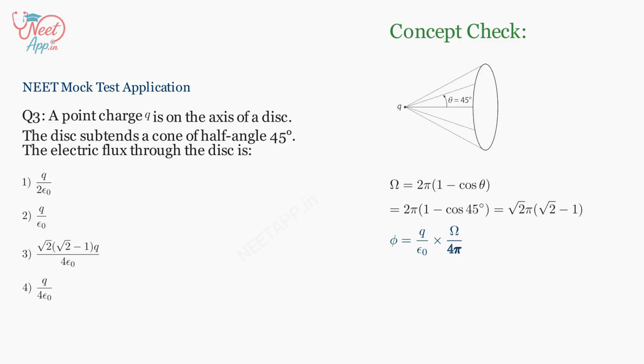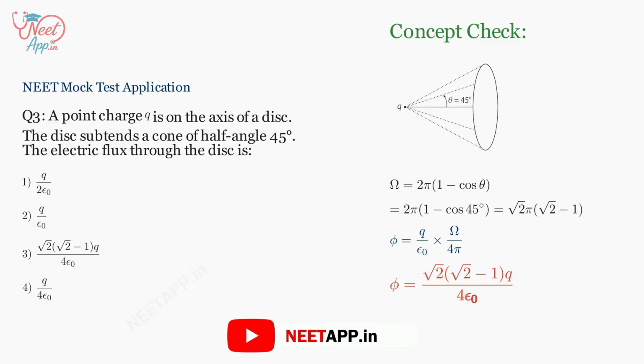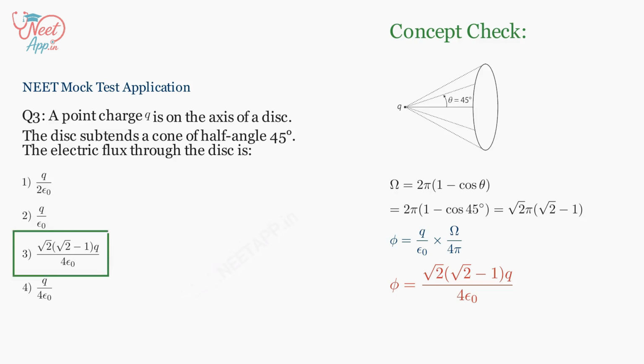Now apply Gauss's law. A charge Q radiates a total flux of Q over ε₀ across a full 3D sphere of 4π steradians. To find the flux through just our disk, we multiply total flux by the ratio of our solid angle to 4π. Substituting our calculated Ω into this formula, the π cancels out and we are left with the final flux equal to √2 times (√2 minus 1) times Q, all divided by 4ε₀.